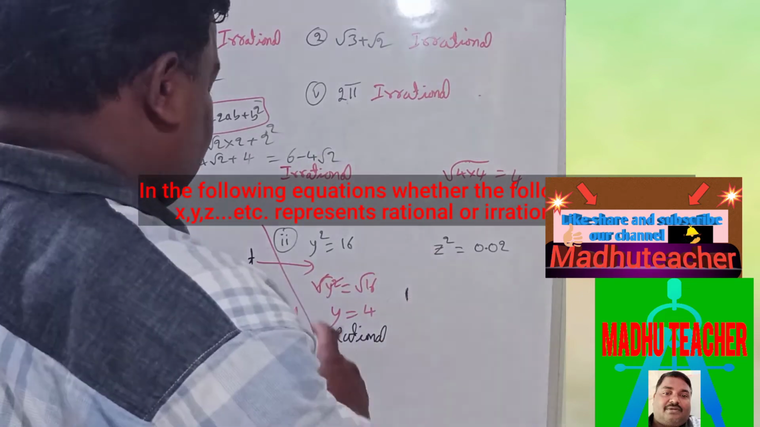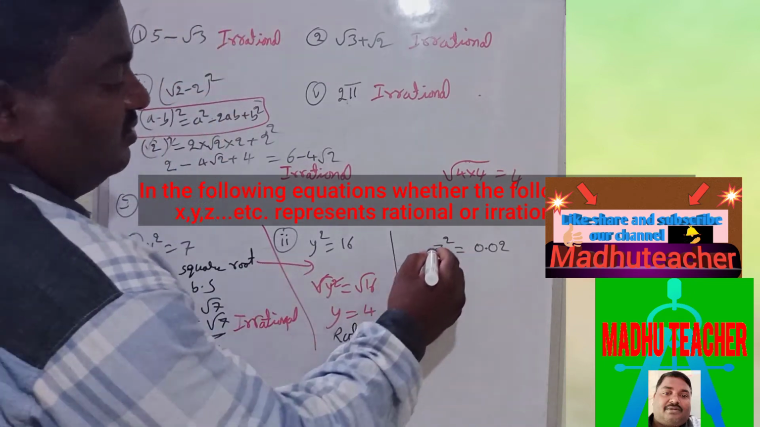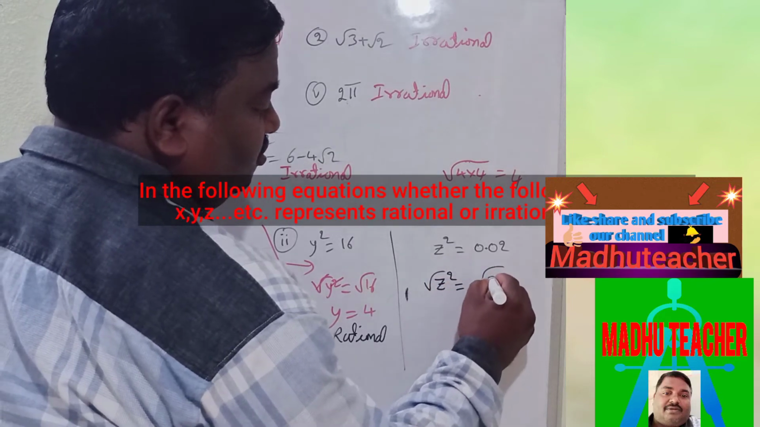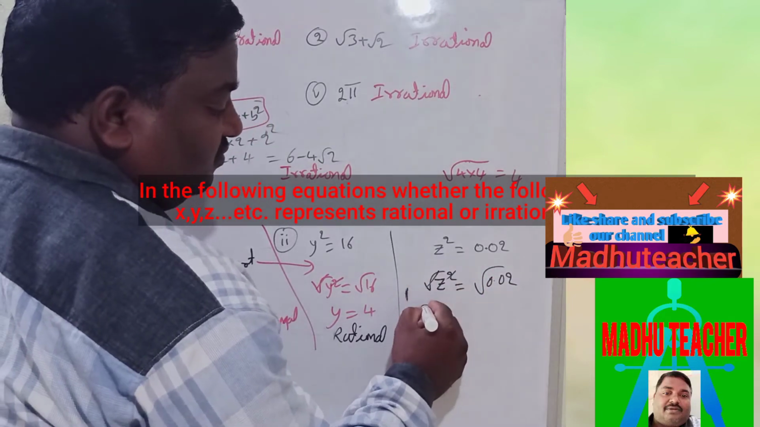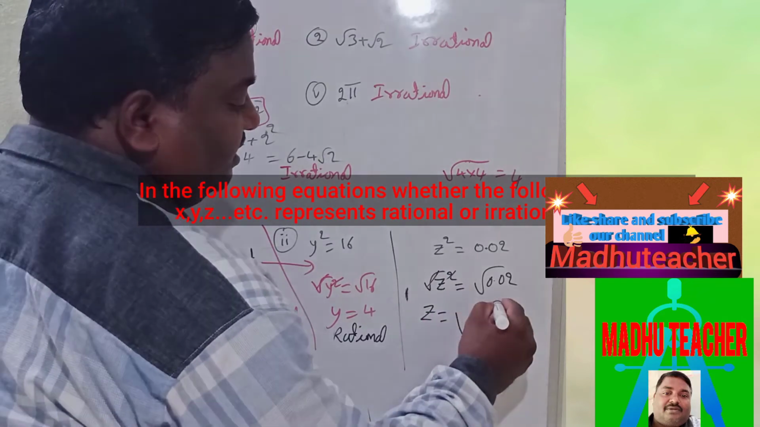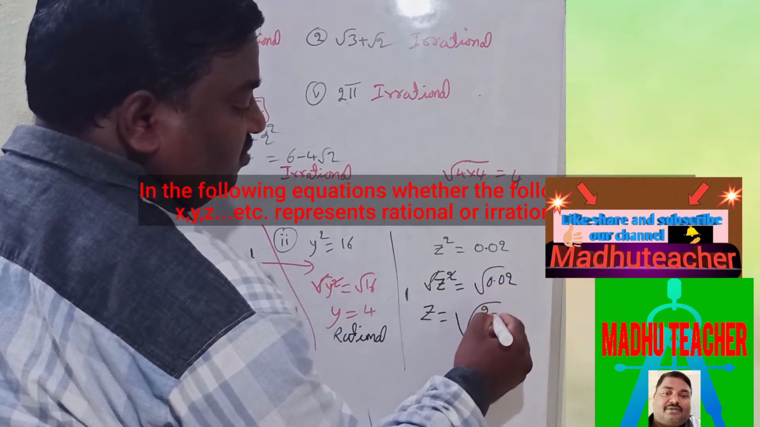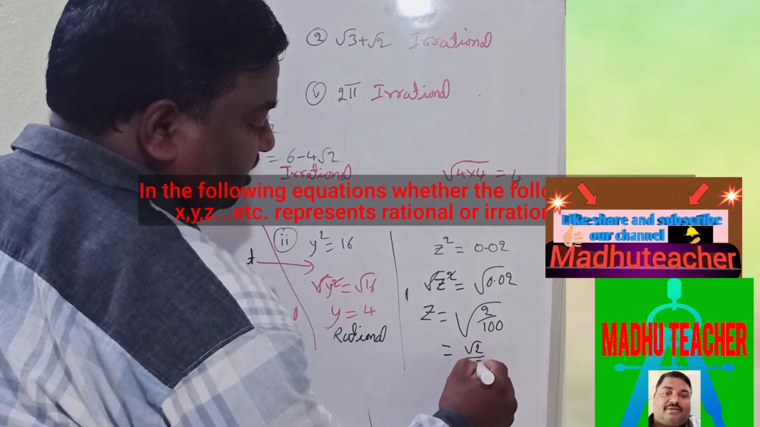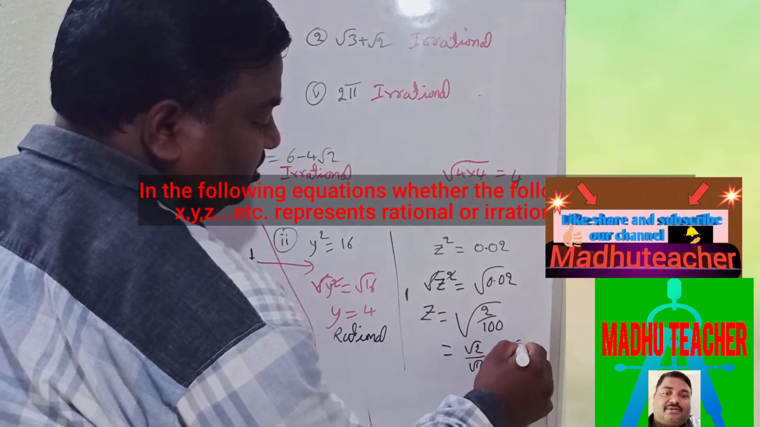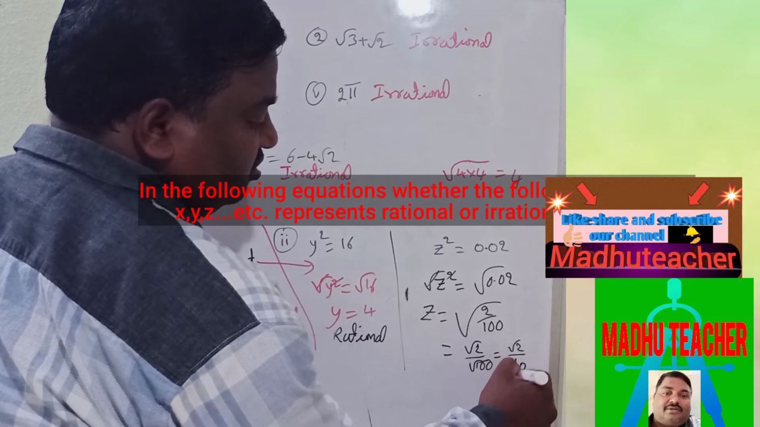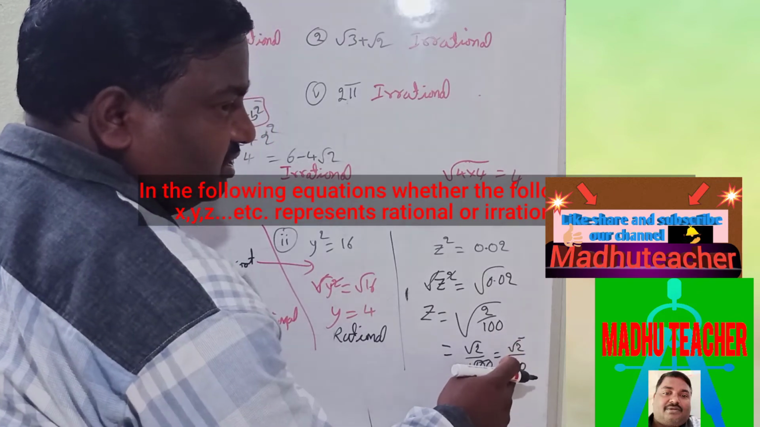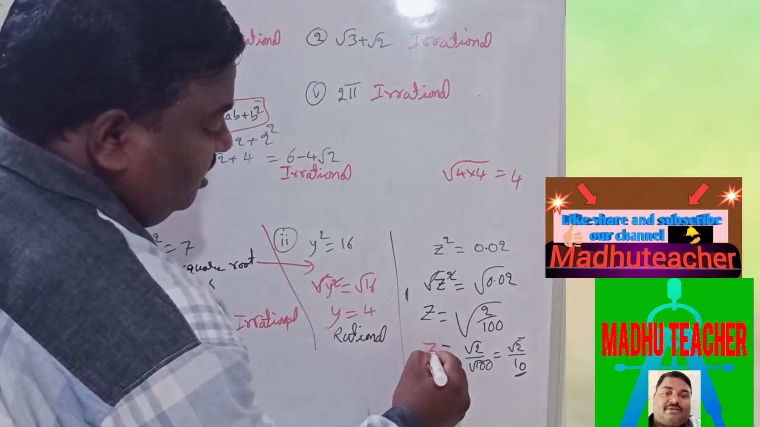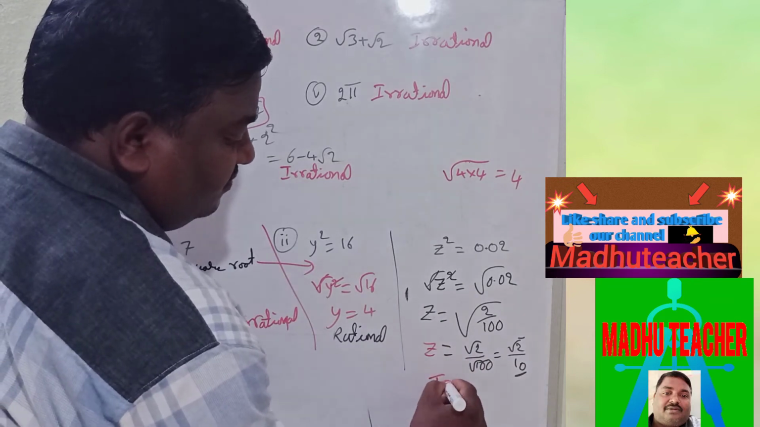Okay. Then the third one, in the same way, taking square root on both sides. Root z square equal to root 0.02. Z equal to, we can write this as 2 by, after the decimal point we have 2 digits, so we can write by 100. So that equals root 2 by root 100. So here root 2 is root 2 itself, by root 100 is 10. So root 2 by 10. Irrational by rational is irrational. So z is irrational.